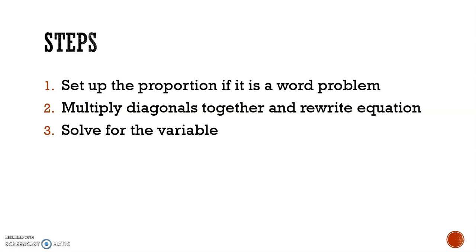So the way you do this is you set up the proportion if it's not already set up for you. This is especially for word problems. Then you're going to multiply the diagonals together and rewrite the equation. And then you're going to solve for the variable, just like we've done all the other equations we've done so far this year.